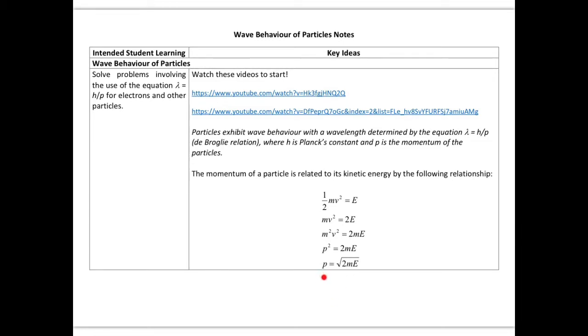Because when we start dealing with the de Broglie relationship, this one here, we need to know about the particle's momentum as opposed to its energy, which we might usually deal with. That's probably the most important thing to take away from this slide. Solving problems with this equation, which is what our intended student learning is, is usually a fairly straightforward process once we can understand that.